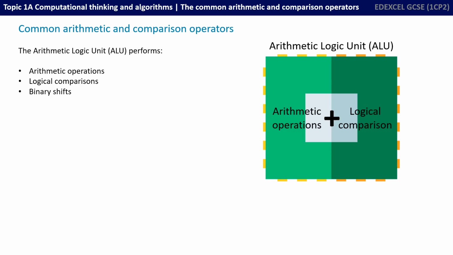So before we dive in, let's just think about what the arithmetic logic unit performs. It performs arithmetic operations, it performs logical comparison, and it also performs binary shifts. Because of this, obviously, there are a number of things you expect it to be able to do. You expect it to perform addition and subtraction. You expect it to be able to compare if one item is greater than or less than the other. And these types of actions performed by the ALU are supported by operators that you can use in all common programming languages. Let's take a look at some of them now.